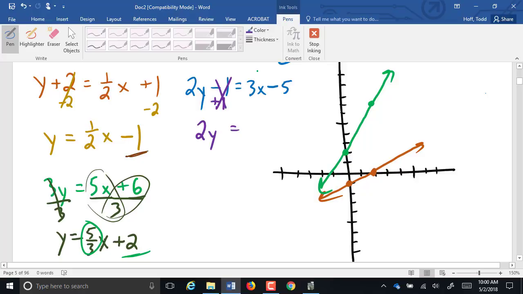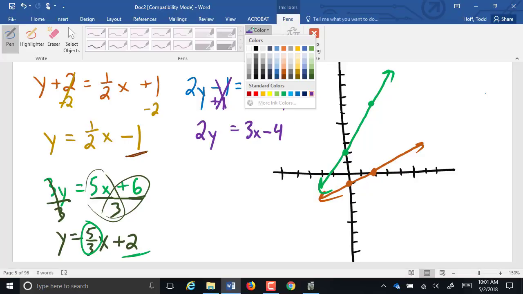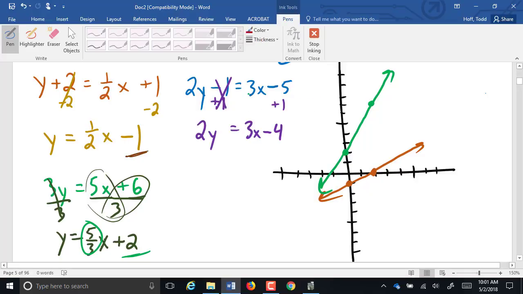And remember, when we add or subtract, we only have to do it to one digit on each side. So we're going to add the 1 to the negative 5. So 3x doesn't change. Negative 5 plus 1 is negative 4. Finally, we have to get rid of the 2. How do we get rid of that 2? Divide by 2. So when we multiply or divide, we have to do it to every digit on each side. We divide by 2, which gets rid of the 2. 3x divided by 2, again, I'm just going to make it 3 over 2 x. Negative 4 divided by 2 is negative 2.